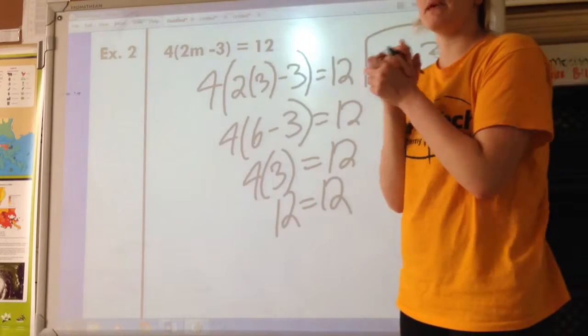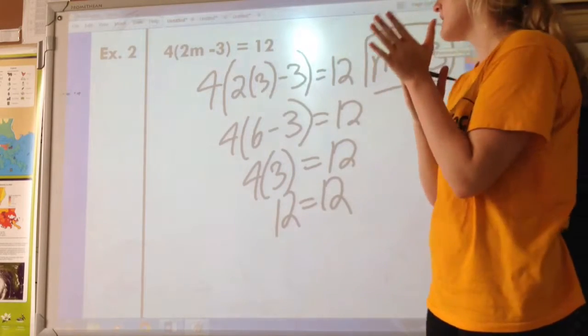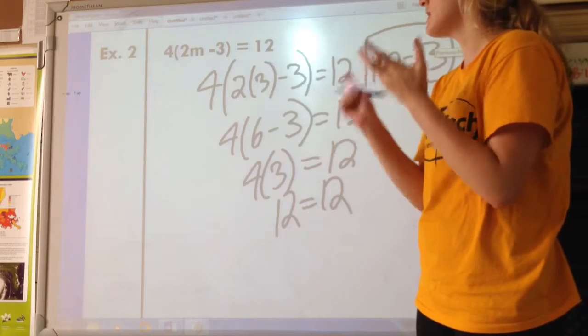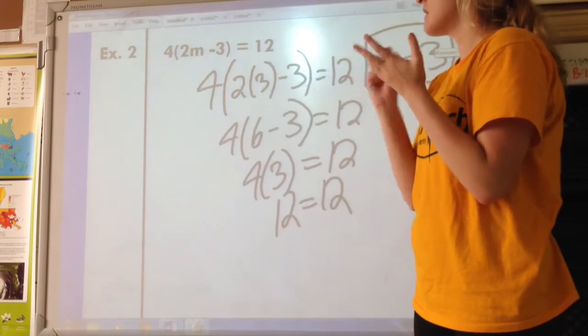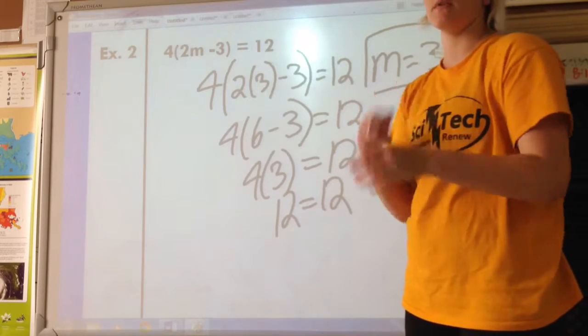All right, guys, that's going to be it for me today. Again, our key takeaways from today are the distributive property, combining like terms, isolating your variable, and then solving for your variable. Let's go ahead and practice.